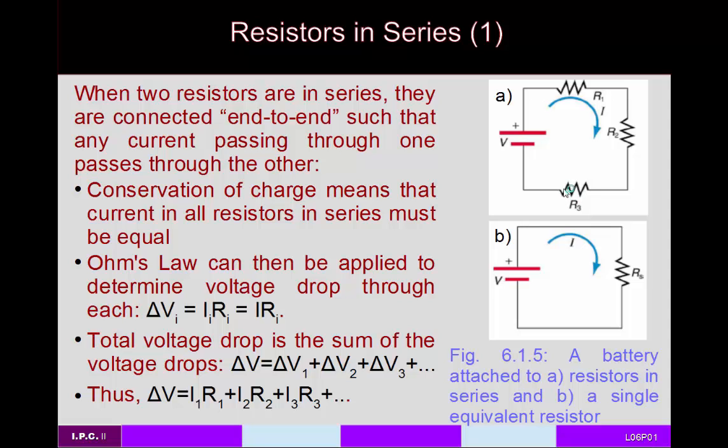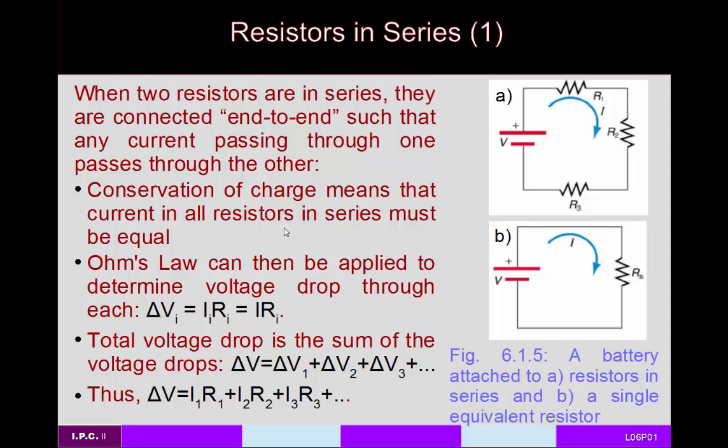What this means is that because we have conservation of charge, a charge that starts here has to end here, and a charge that starts here and moves around the other way has to end here. The negative charge is the electrons. And what that means is that the current passing through each of these resistors must be the same as the current in all the other resistors. So they all have the same current I.